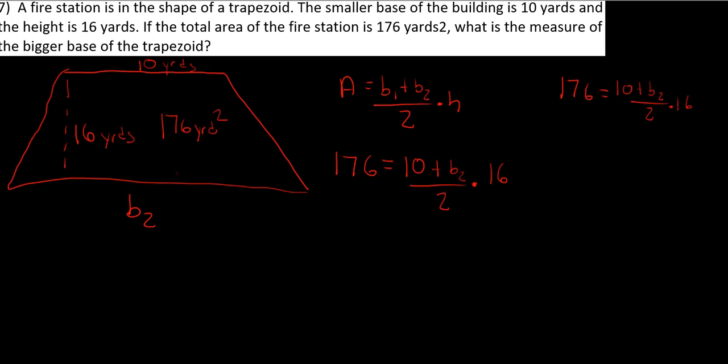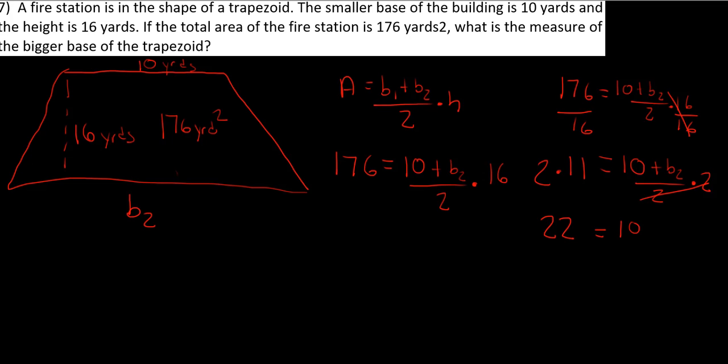Now, this multiply by 16 is in the way, so let me just divide by 16 on both sides in order to get rid of that. So 176 divided by 16 is going to be equal to 11. So 11 is equal to 10 plus b2 divided by 2. At this point, I need to get to the b2, but this 2 is in the way. So in order to reverse the divide by 2, I'm going to multiply by 2 here, and then I'm going to multiply by 2 here. So I have 22 is going to be equal to 10 plus b2.